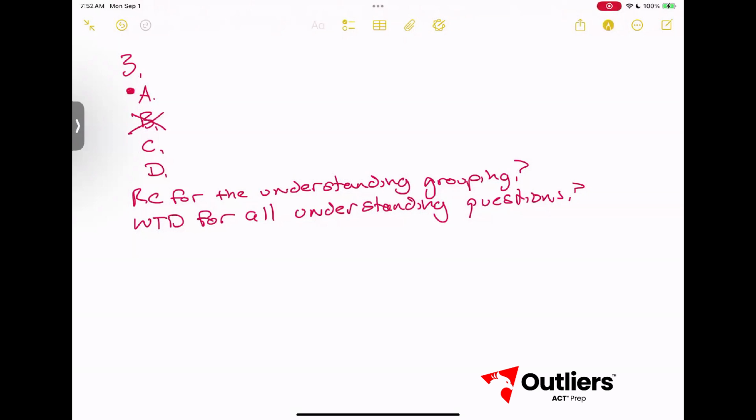Pulled does not have to be immediate. Lured does not have to be immediate. Drew does not have to be immediate. The only one that is undeniably, it can't be anything other than immediate, is snapped, which is answer A.